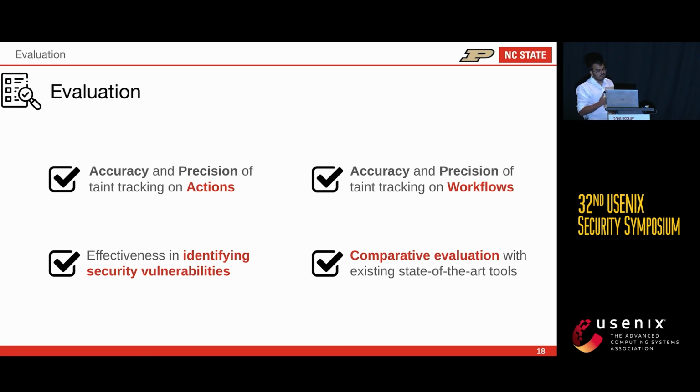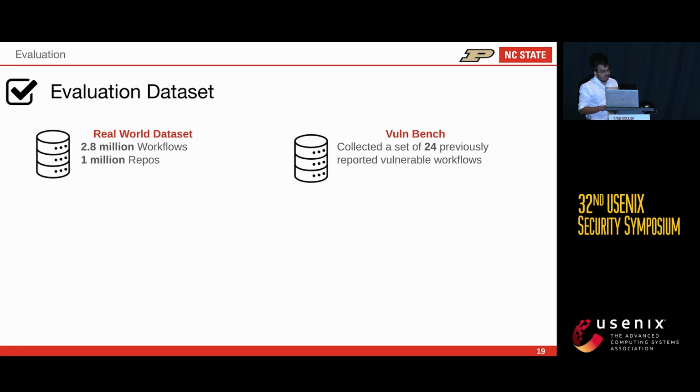So for the evaluation, we majorly focus on 4 points: the accuracy and precision of our taint tracking on actions, workflows, and the effectiveness of ARGUS in identifying security vulnerabilities. And finally, we do a comparative evaluation with the current state of the art tools. We created 2 data sets for the evaluation. Our real-world data set contains 2.8 million workflows, 1 million repositories. And we also created another data set, Workbench, which has 24 previously known vulnerable workflows.